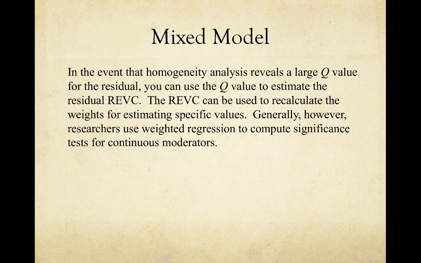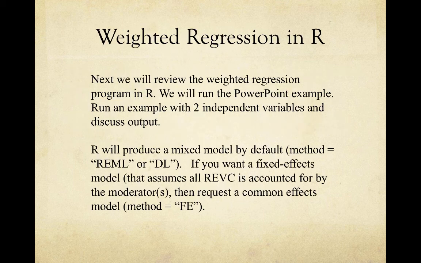In the event that the homogeneity test reveals there's still a large Q value for the residual, we can use that Q to estimate the residual random effects variance. And then we can use that to recalculate weights for specific values. Usually we don't do that, but there it is. Okay, so for the weighted regression in R, we're going to use metafor to do this meta-regression.